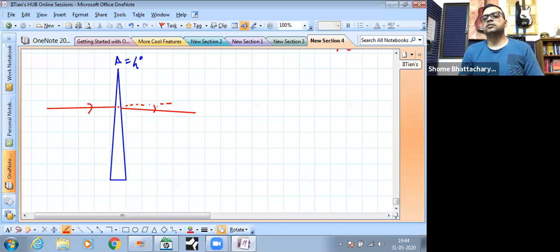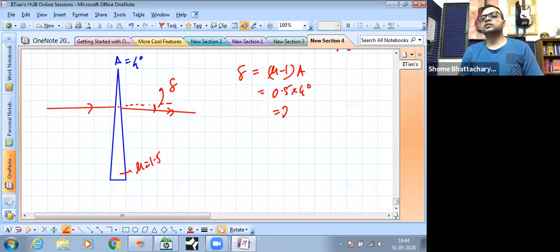This deviation, this delta, will be mu minus 1 into A. So if we take mu as the standard value, 1.5 for glass, it will be 0.5 into 4 degrees. So it will be a 2-degree deviation. So this is how we deal with any thin prism situation. So that completes the analysis for prisms.